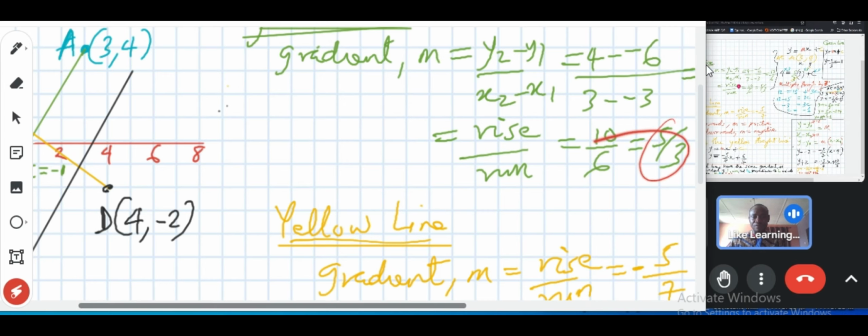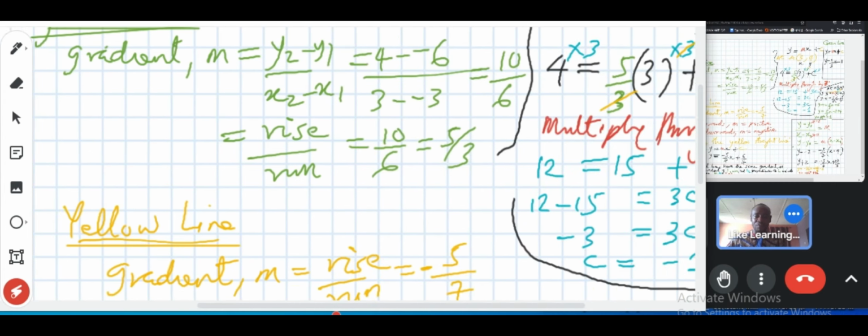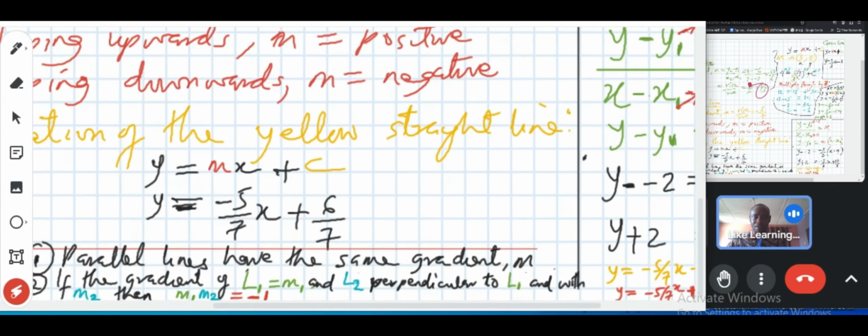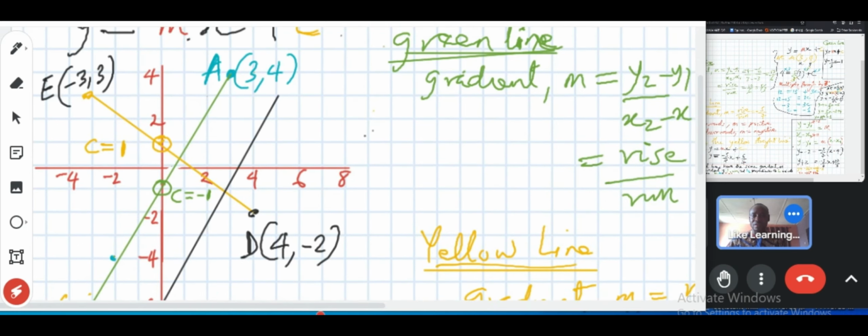You know, 5/3 gradient is rise over run, or use y2 minus y1 over x2 minus x1. We do not need to find the gradient of the black one if they are parallel. So long as they are parallel to each other, we do not need to find its gradient. Its gradient will also be 5/3 because parallel lines have the same gradient. Gradient simply means steepness. If they are parallel, then they must have the same steepness.